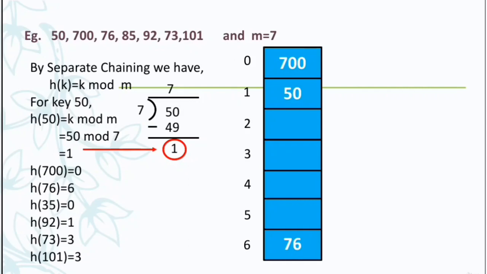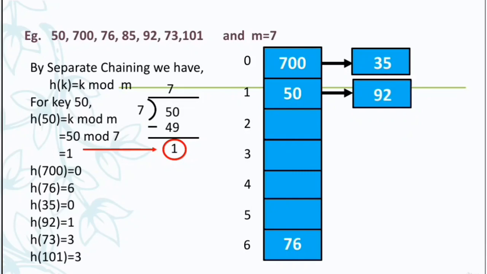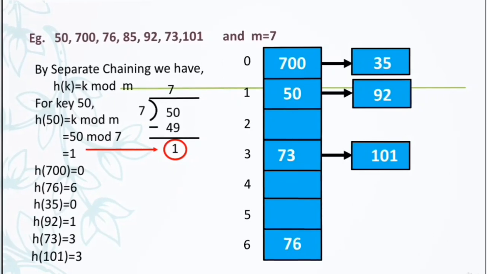Now you can see that for the key 35 we have got the value as 0, so we will give this value as a linked list at the index position 0, which will be connected to the value 700. Again for 92, it will be at the first index position, linked to the first key, that is 50. For 73 it will be at the index position 3, and similarly the linked list for it will be 102, which is linked to the value 73. So this is basically how separate chaining works.